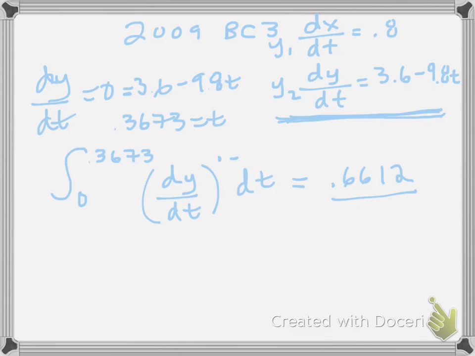Now, if you notice that at time 0, the y position is equal to 11.4, and the new position is 0.6612 above that. So you just add 0.6612 to that, and you get 12.06. So that's what I got for part A. 12.06 is the maximum vertical distance from the water surface to the diver's shoulders. I'm going to go ahead and go to a new slide.